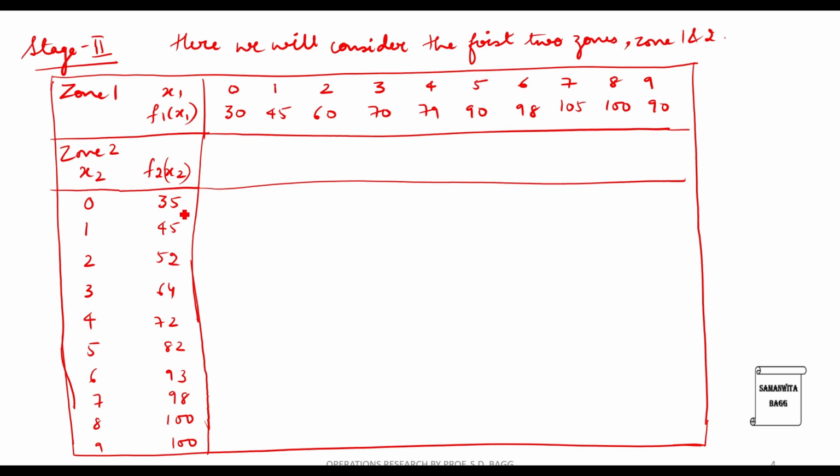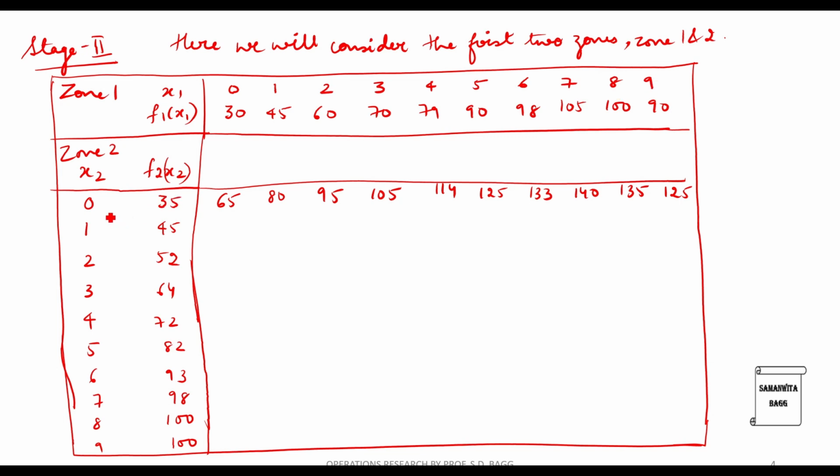Now add the values. 35 plus 30, this is 65. 35 plus 45, 80. And similarly, I'll keep on adding 35 to all these numbers and I'll write over here. So this is 95, 105, 114, 125, 133, 140, 135 and 125. I have added to all of them. The reason is 0 is a number here and the maximum value is 9.